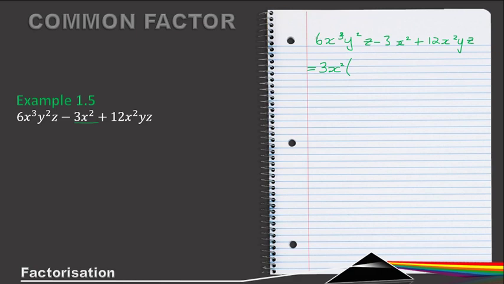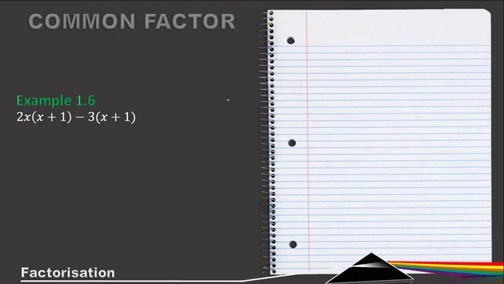Now, if I take that out from this first term, 6 divided by 3 is 2. And then if I take out 2 of the x's, there's still 1 left. y squared is left and z is left. And the next one, I've taken out everything. So then I just have a negative 1 left, plus 12 divided by 3 is 4. And then I took out the x squared, then yz is left.